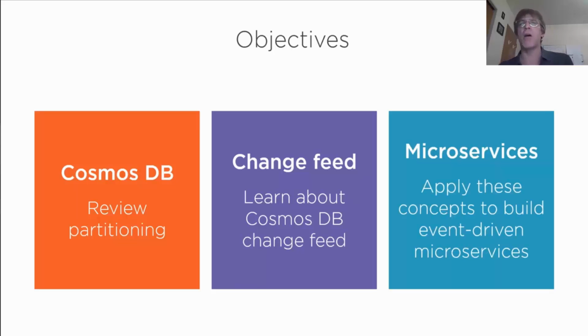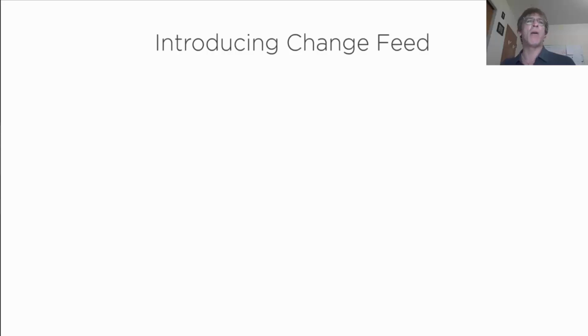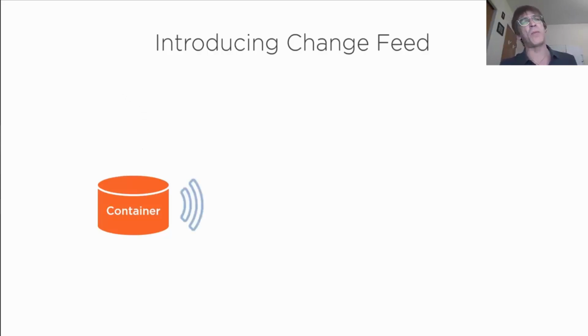So we'll apply all of the concepts around partitioning in Cosmos DB and the things you learn about the change feed to build what we're calling event-driven microservices. We'll define microservices a little bit better in a moment, but first let's talk about the change feed. We have a container, and anytime we insert or update an item in a container, and soon even when we delete one, that gets emitted through the change feed. And that opens up a wide range of scenarios, because you can subscribe to that change feed and pick up these changes in near real time.